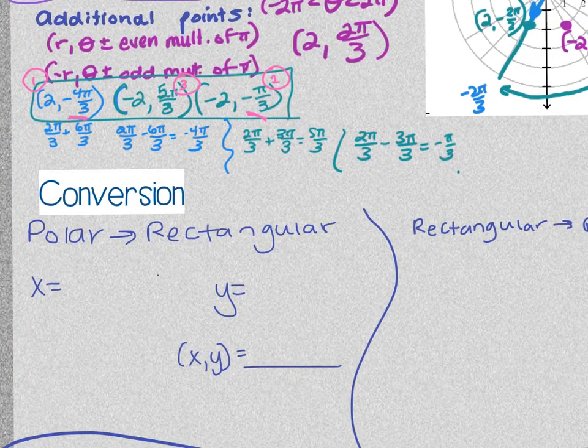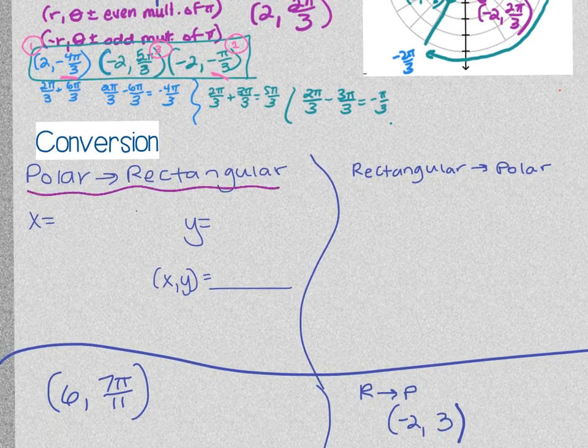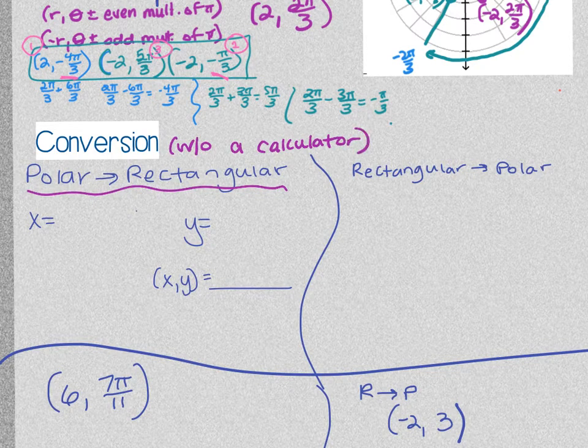Okay, now let's talk conversion. So we did this on the warm-up, but we're going to do it real fast again. If we're converting from polar to rectangular, this would be without a calculator. These answers will be kept exact. To go from polar to rectangular, my x equals r times the cosine of theta, and my y equals r times the sine of theta. And then my answer is going to be in xy format.